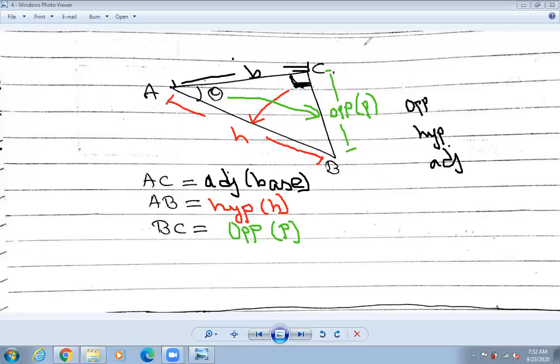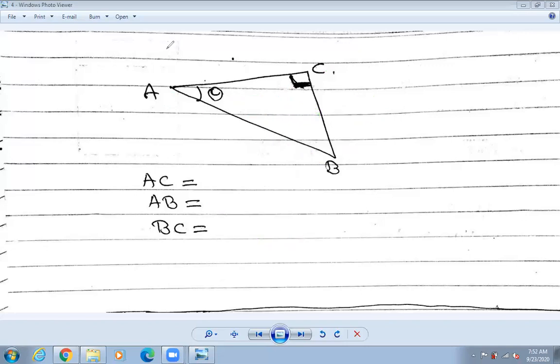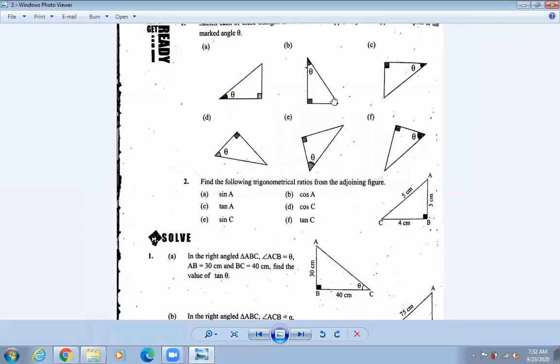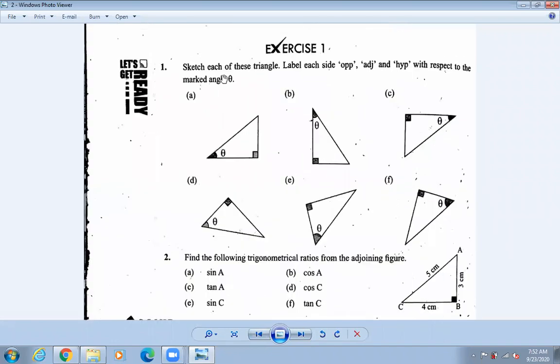Okay, let me go to the next number. Hope you have copied already. If you have not copied, rewind it a little bit and you can see the video again, since it is a recorded version. Now let me give you a little bit of work over here. Sketch each of the following triangles and label opposite, adjacent, and hypotenuse with respect to the marked angle theta. Which number do you want to do? Okay, let me do this number.